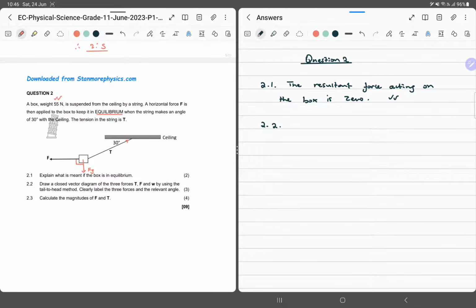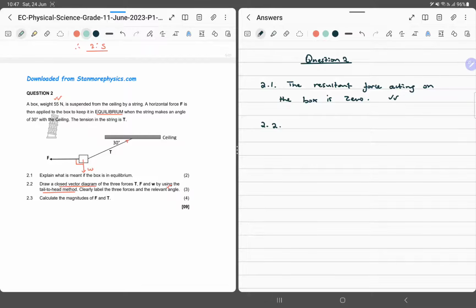2.2 says draw a closed vector diagram of the 3 forces: tension, force, and weight, or they used a small letter w for the weight, so we can do that, not a problem. By using a tail to head method, so they're already telling us what is going on, and then it says clearly label the 3 forces and the relevant angle. Okay, great. So how do we do that?